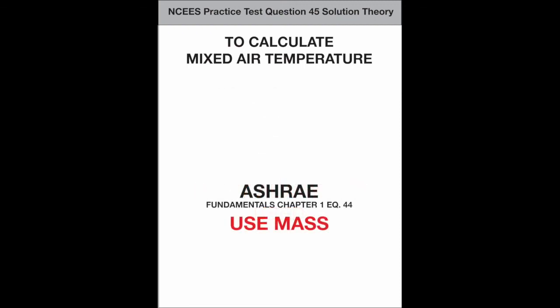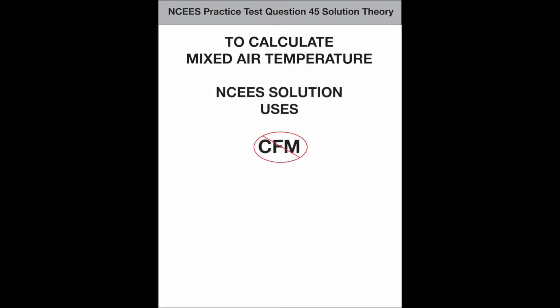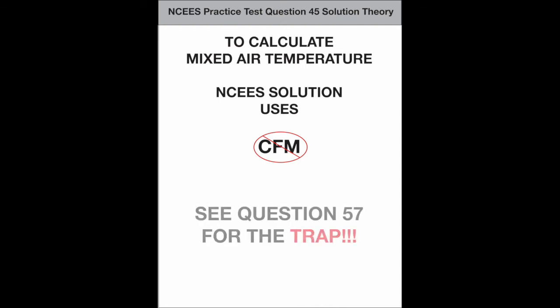ASHRAE Fundamentals Chapter 1, Equation 44, instructs you to use mass for these calculations. Using mass will always get you the accurate answer. Don't use CFM. Sometimes it's wrong. See question 57 in the NCEES practice test for an example of the trap set for those who use CFM.